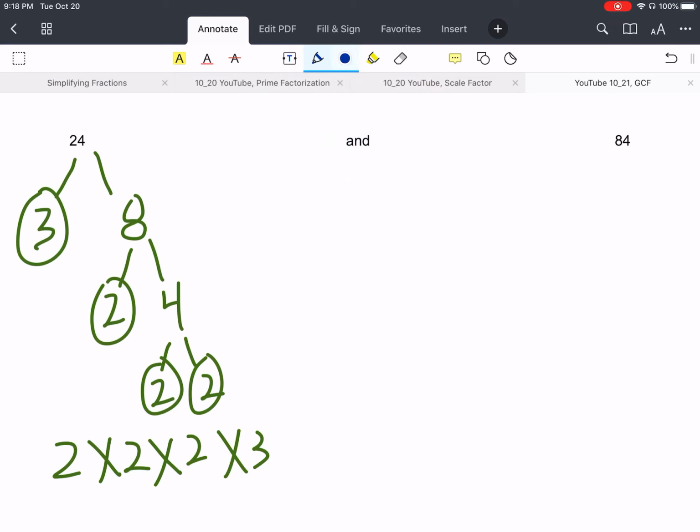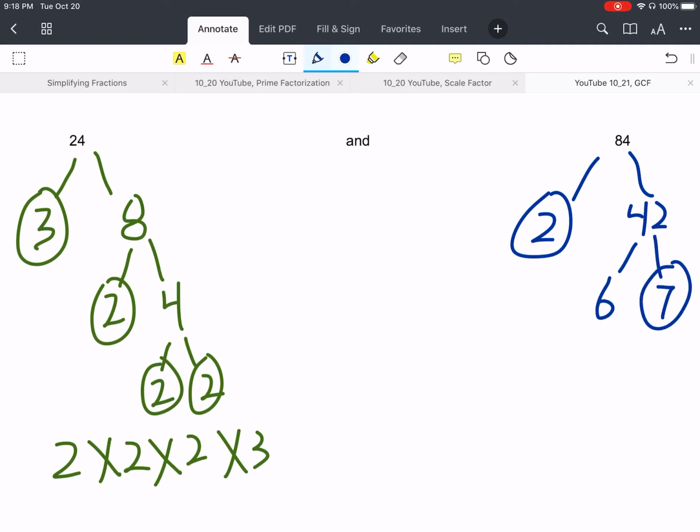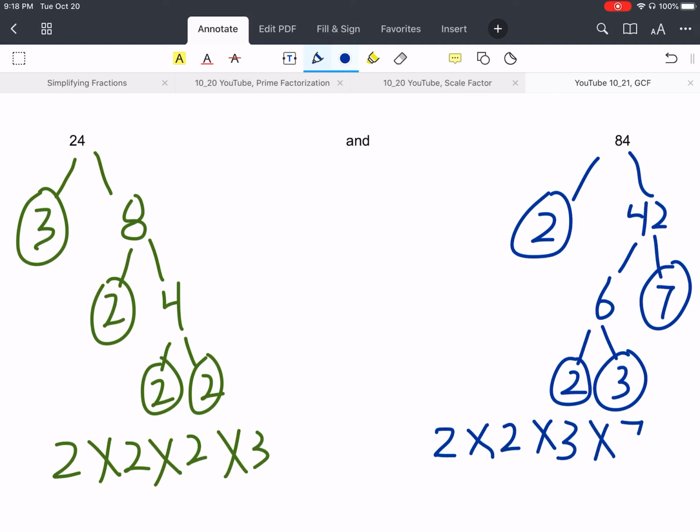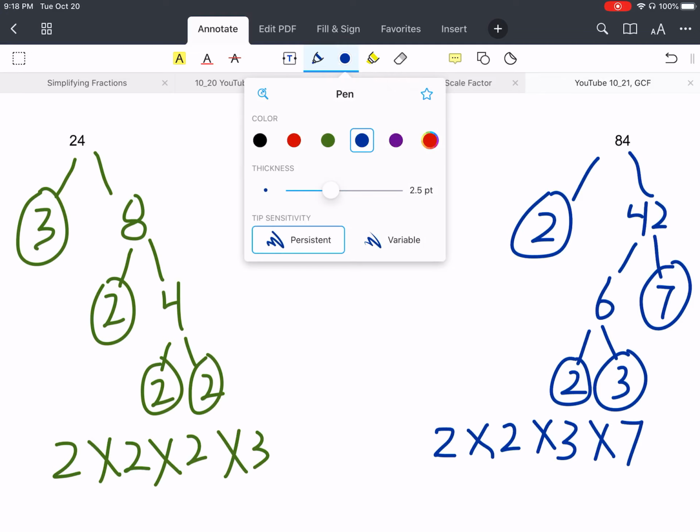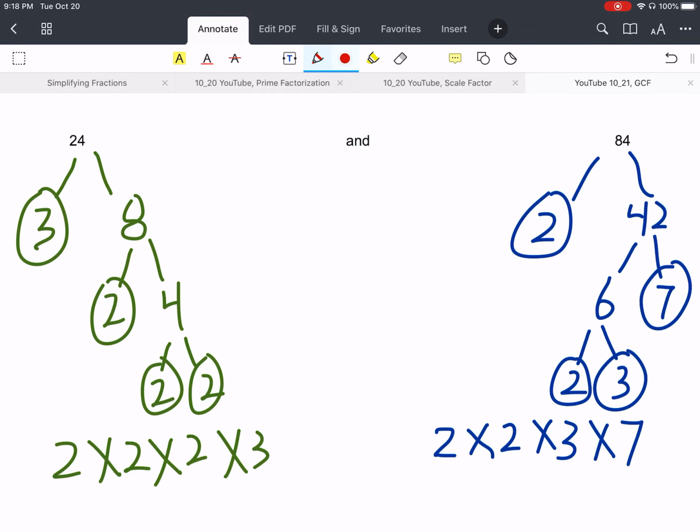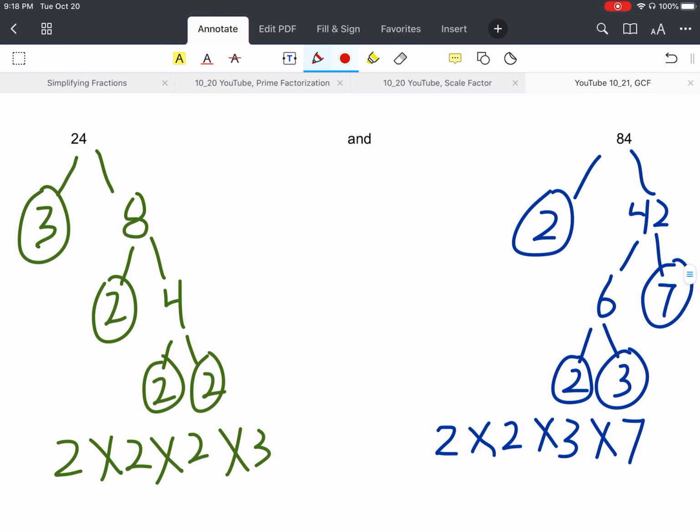All right, 84. Let's start with 2 times 42. Then I can say, let's do 6 times 7 and 2 times 3. If you're good at your math facts, these factor trees can go pretty quickly. So we have 2 times 2 times 3 times 7. So we have 2 sets of prime factorization, and now we're going to look for pairs.